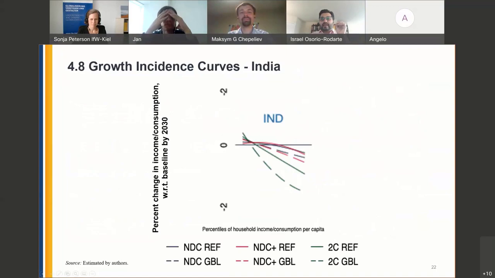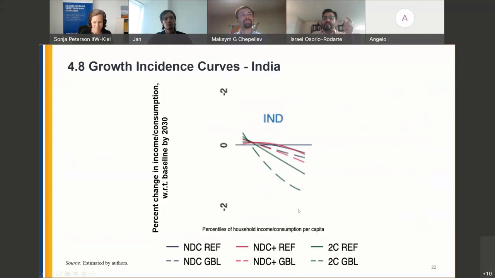What we see on the horizontal axis is the percentage of household income consumption. So on the right side, we have top income earners, and we see the percentage change in their household consumption with respect to baseline. What we see here is that poor households are pretty much indifferent to each one of the policies. They are a little bit better off in the 2C global scenario. But it's actually top income earners who are hurt the most under each one of the scenarios.